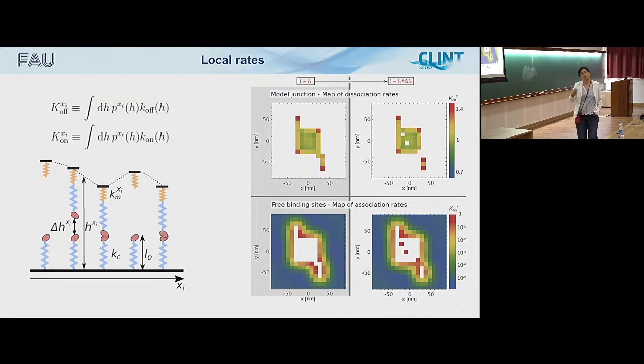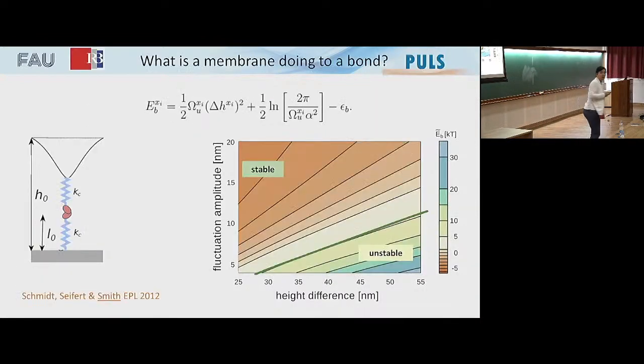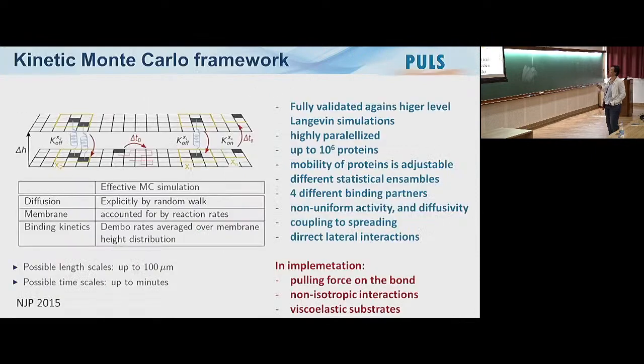And I will propagate the system. I'm on a lattice, so I have a finite number of combinations if I look at only the first and second neighbors. So I can even tabulate this, right? So this can be really super fast. And if you do this, then you can actually propagate the system with kinetic Monte Carlo. Now, you do not need to simulate the membrane because it's integrated into the reaction rates.